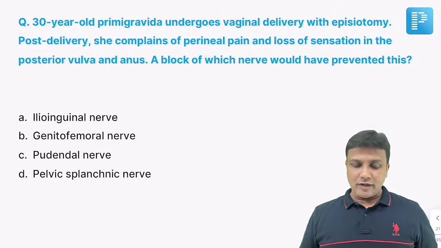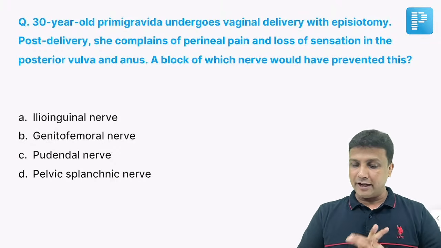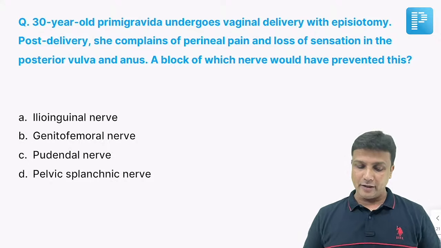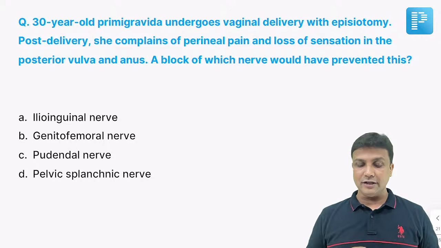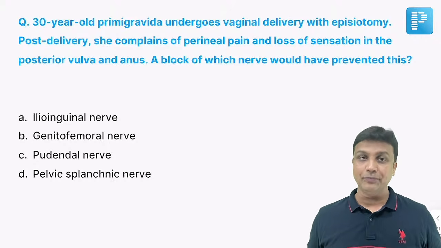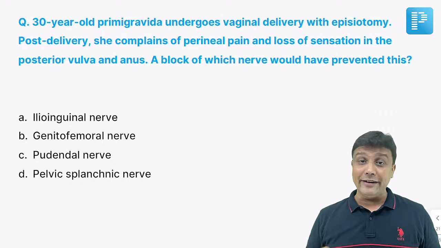Next one, sir. A 30-year-old primigravida undergoes vaginal delivery with episiotomy. Post-delivery, she complains of perineal pain and loss of sensation in the posterior vulva and anus. A block of which nerve would have prevented this one?